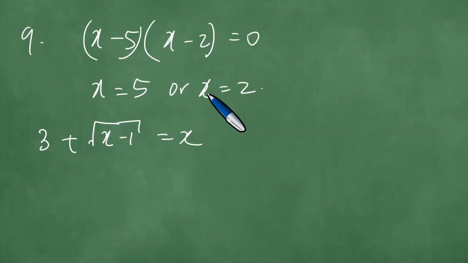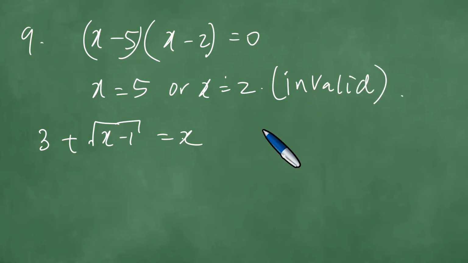So this is correct. And then what about 2? 2 minus 1 is 1. The square root of 1 is 1. 3 plus 1 is 4. And it is not equal to 2, so this one is invalid. So now, because this one is invalid, we agree therefore that the only answer is x equals 5.